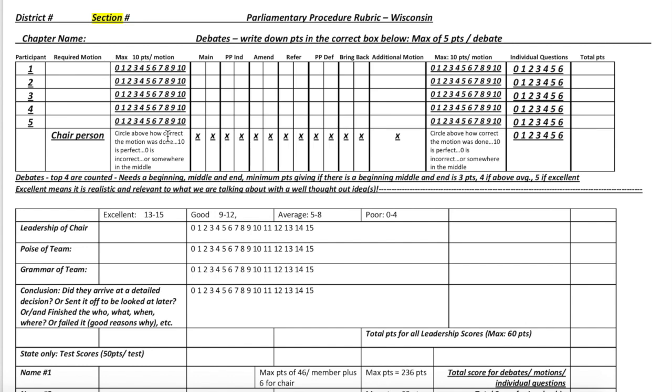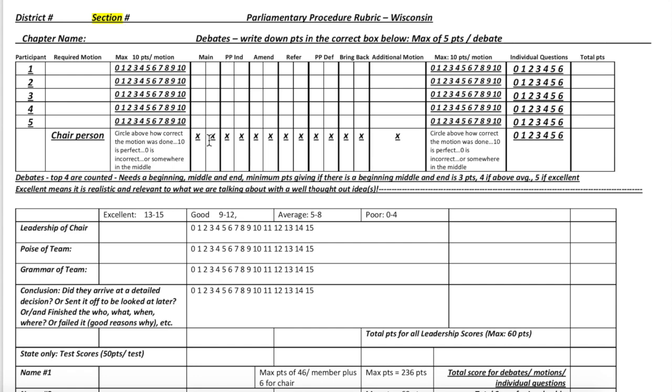Next portion is out of 10 points, and that's how each of these required motions were done. So if this required motion was referred to a committee, you're going to score that out of 10 points. 10 is perfect and 0 is incorrect, or somewhere in the middle. So this is how well it was moved, how well the chair handled it, if it was moved at the correct time, used correctly, anything that would make sense, or that they either did wrong or did 100% correct, that will be scored in these boxes. So for the third person, when they do their required motion, their motion's going to be already written in this box. You're going to score it 0 through 10 on how well they did that.